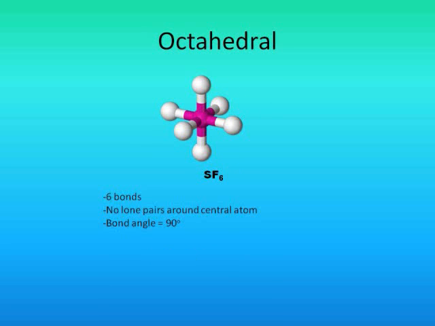Octahedral is the next shape. Sulfur hexafluoride is an example of a molecule with an octahedral geometry. It has 6 single bonds and no lone pairs. The angle between each of the bonds is 90 degrees.